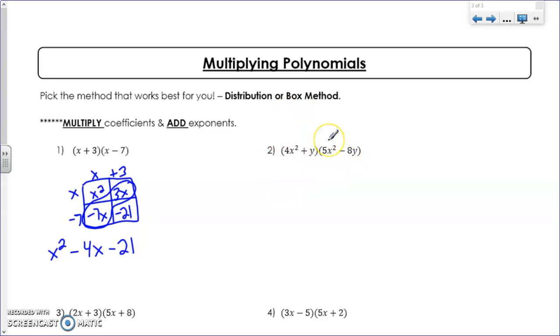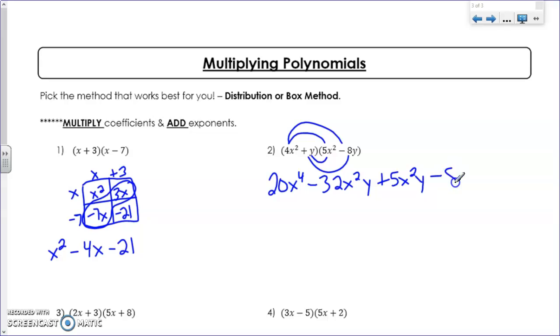Okay, so when you get here and you have different variables and everything, I'm going to do one using the FOIL. If you like the box, just do the box and ignore me. 4 times 5 is 20, and then we add, so that would be x to the 4th. And then 4 times negative 8 is negative 32, x squared y, plus 5x squared y, minus 8y squared. Does everybody understand how I got those numbers?